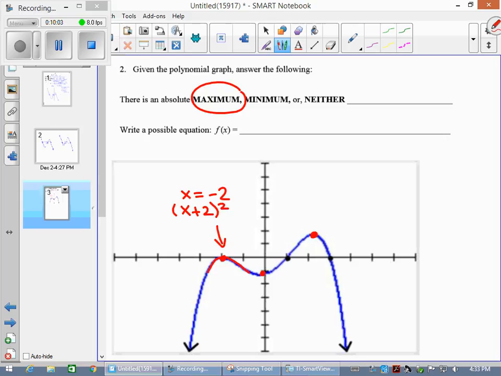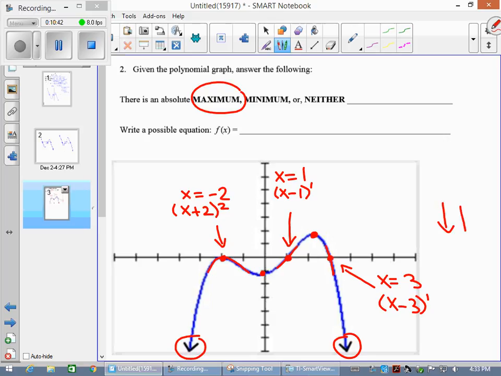I have another root here of positive 1. So x equaling 1 in factored form would be x minus 1, and that is crossing through the x-axis, so that's going to have a multiplicity of 1. And then my last root here is x equals positive 3, which in factored form is x minus 3, and again this is crossing through the x-axis, so that would also have a multiplicity of 1. Now, based on the fact that I can see the end behavior is pointing down, down, I know that the leading coefficient here should be negative. And now I have enough information to write my function's equation.